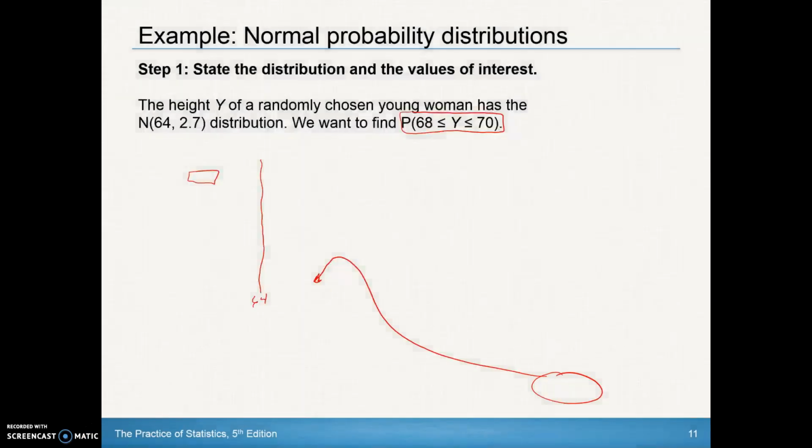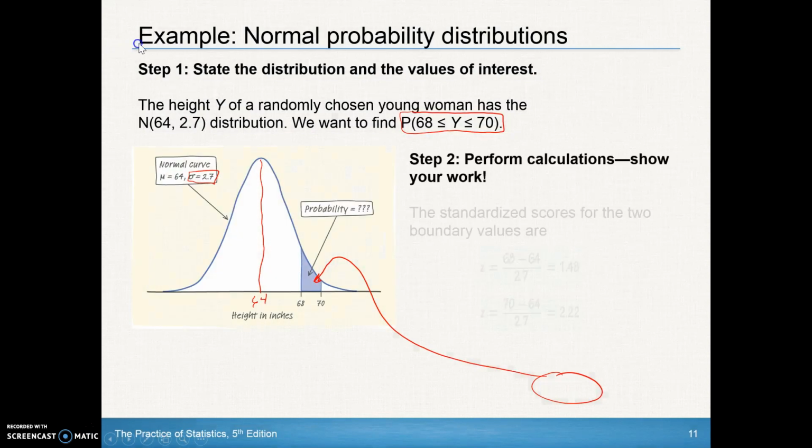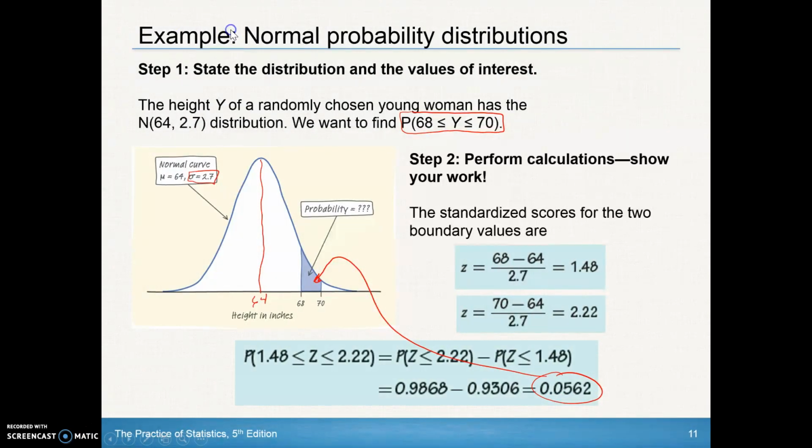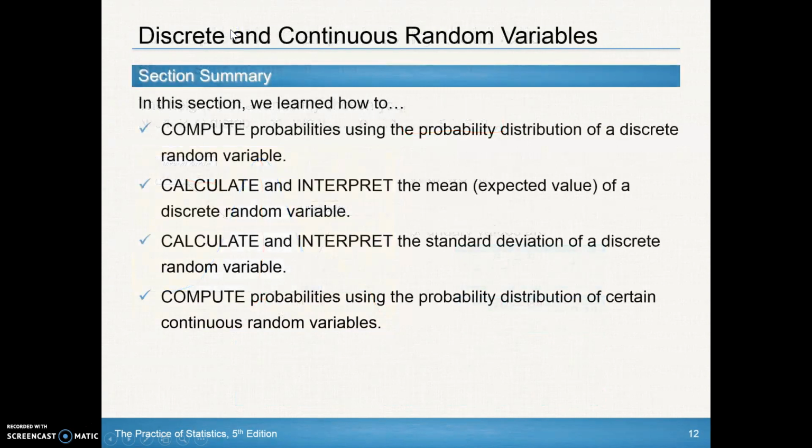So, after we pick back up, we can see the different things we should have learned in this section. Again, you should be able to compute probabilities on a discrete random variable, be able to calculate the mean and the standard deviation of a discrete random variable, and then also compute the probabilities using the probability distribution of certain continuous random variables. In other words, making sure you know how to use the normal curve.